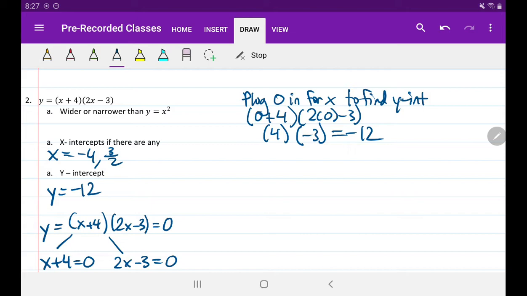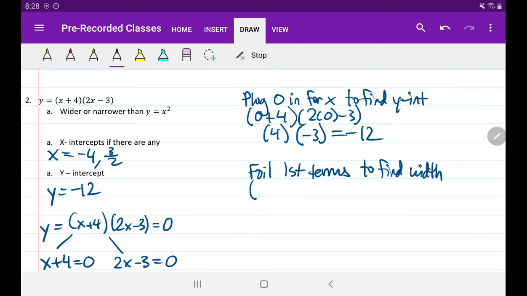And then, is it wider or narrower than y equals x squared? Well, to figure that out, I would have to do a little bit of foiling. You don't have to foil the whole way. You at least have to foil your first terms, to find the width.